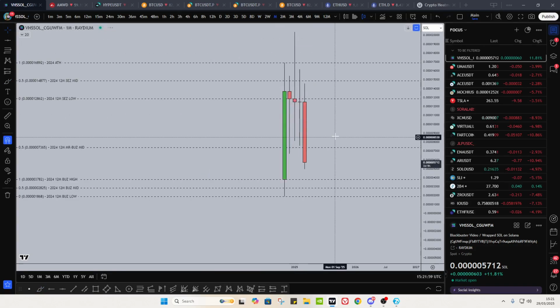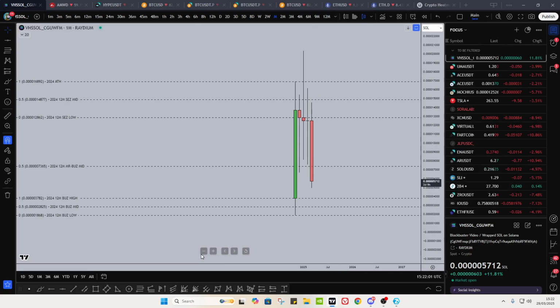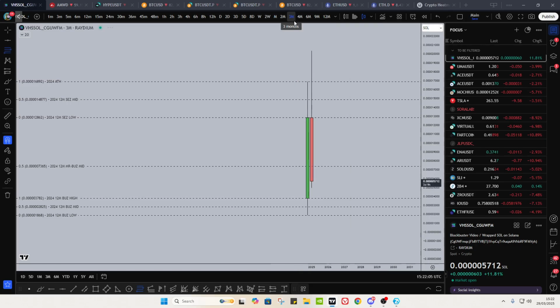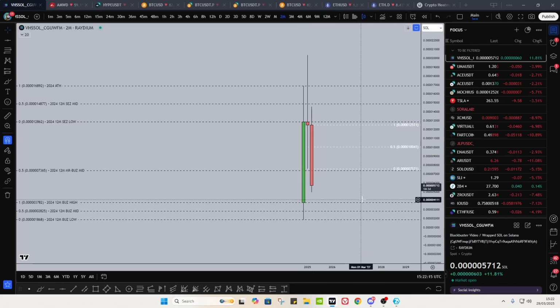Let's now go to the monthly to actually get more data, right? So on the monthly, I'm going to do this. Actually, let's start on the 3 months. That's the same. 2 months, same, but we now have actual completed data on the 2 months. So let's do this. Here is your 2 month buyer zone.